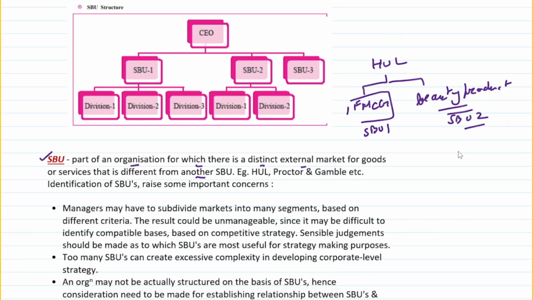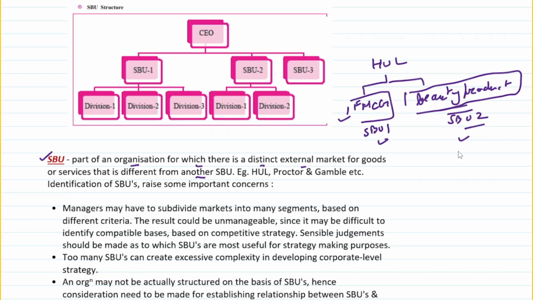Now let's read the definition once again so that we are able to correlate it. Part of an organization for which there is a distinct external market. So there is a distinct external market for FMCG, for goods or services that is different from another SBU. The goods or services of FMCG is completely different from the goods and services of a beauty product. So this becomes SBU1 and this becomes SBU2, right?